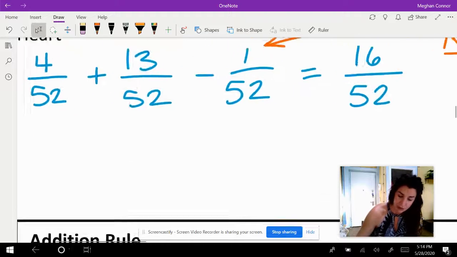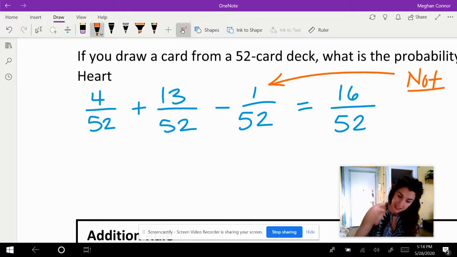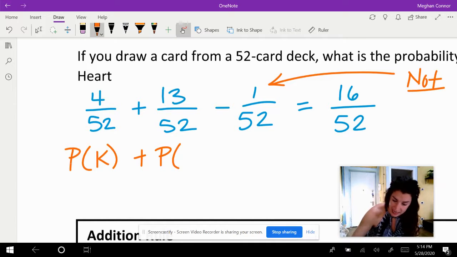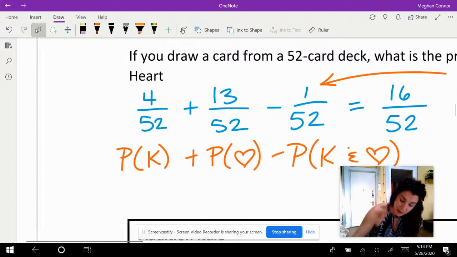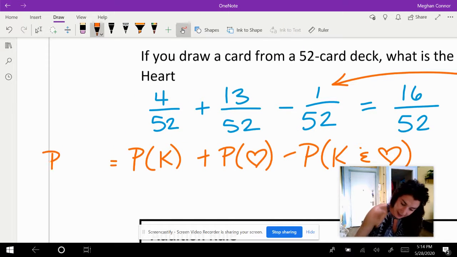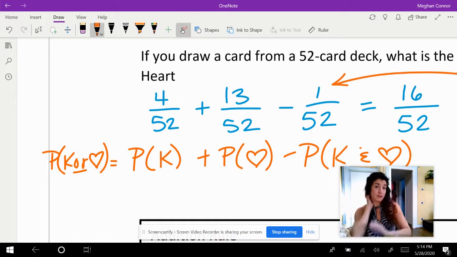And how we calculated it is we calculated the probability that it was a king, and then we added in the probability that it was a heart, and then we subtracted out the probability that it was both a king and a heart. And this gave us the probability that it was a king or a heart. Because if we wanted the probability that it was both a king and a heart, it would only be one card, as we see in our subtraction. So that would be only 1 out of 52.